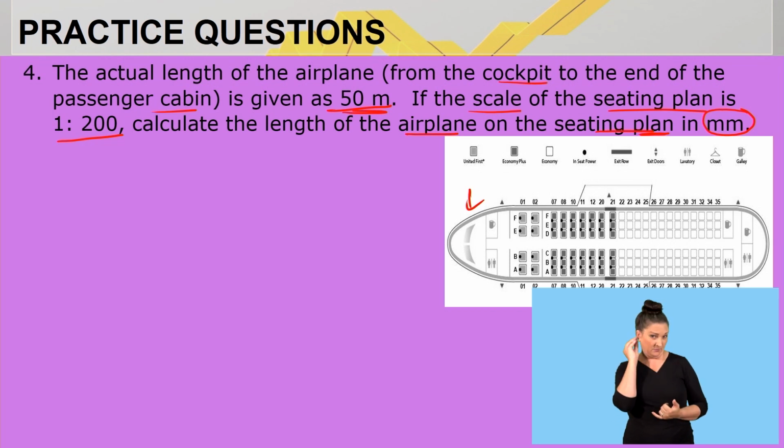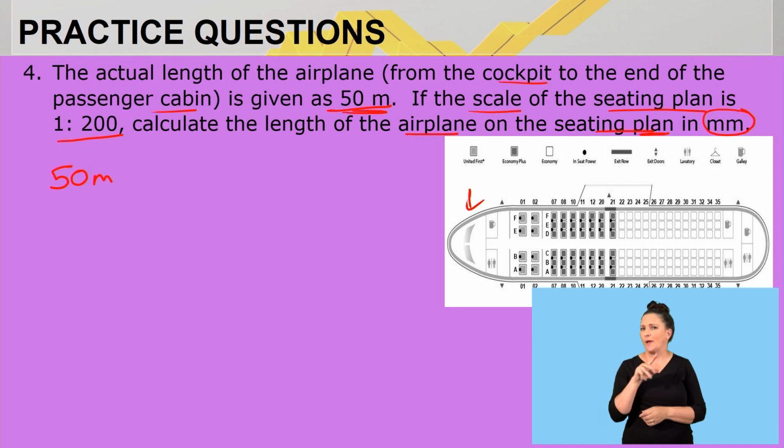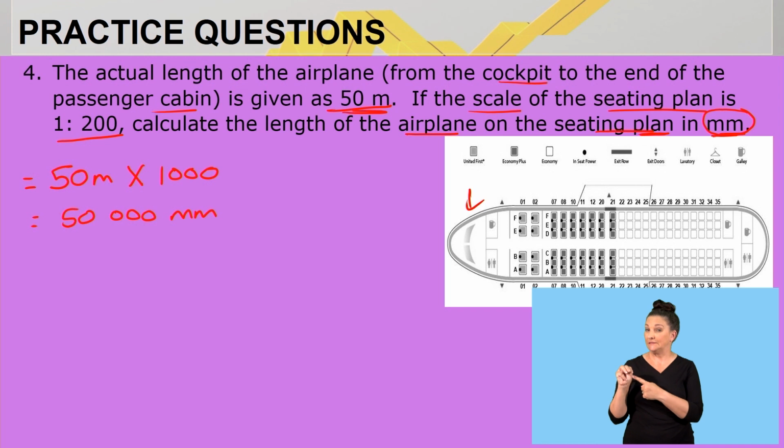Remember, first of all, I know the actual length is 50 meters, right? And now a quick question, how many millimeters do I have in a meter? Exactly 1,000. So first of all, I will take this and multiply that by 1,000, so that will give me 50,000 millimeters. Remember, we must answer in millimeters. We want to know what is the length. What is that 50 meters?